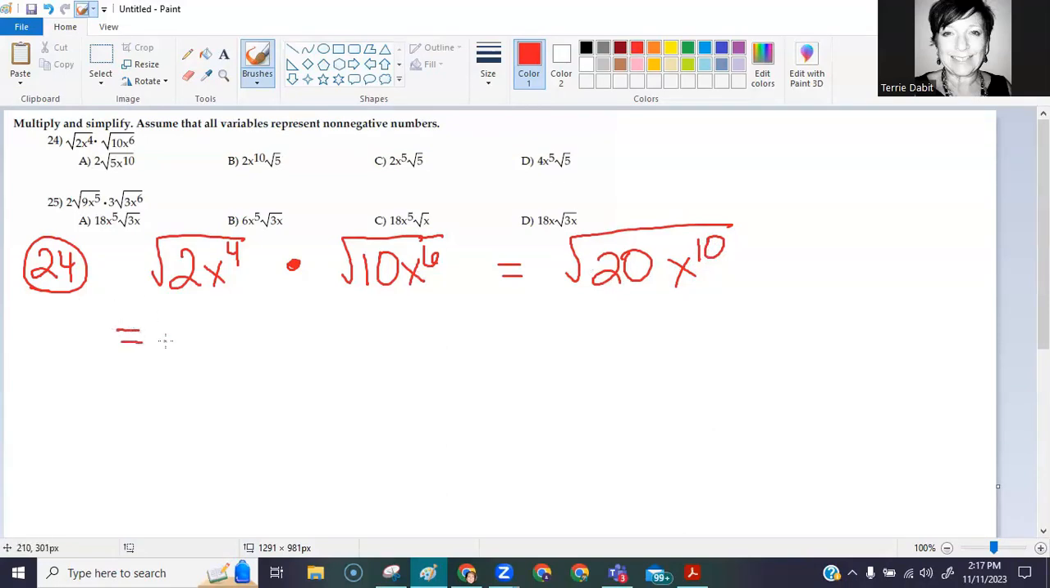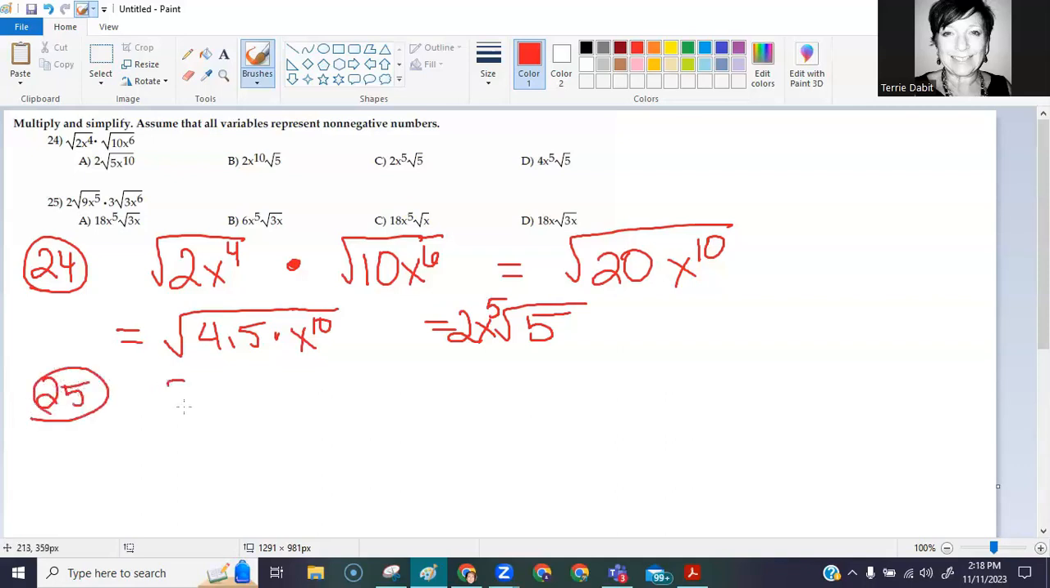That's going to simplify. I can simplify that to 4 times 5 times x to the 10th. And then I can pull out square root of 4 is 2. 5 can't pull out. It stays on the inside. And then the square root of x to the 10th is x to the 5th. Remember, we take half. We take half. Number 25, I got 2 onto 9x fifth times 3 onto 3x to the sixth. So I'm going to first simplify this by multiplying it together.